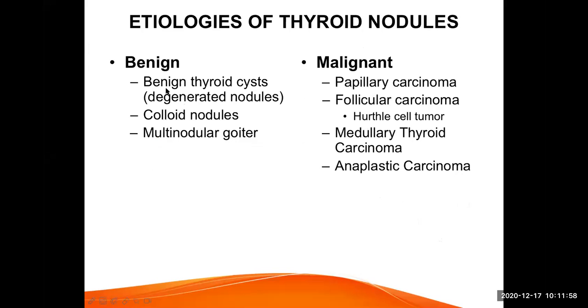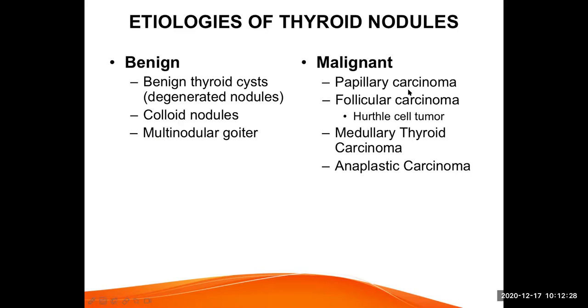So benign nodules are benign thyroid cyst, which are usually caused by degenerated nodules. Colloid nodule, they have lots of colloid at the center. Okay, these colloid are having the precursor hormone there, and multinodular goiter is a common cause of thyroid nodule. Okay, these are the benign. Now let's go to the malignant side.